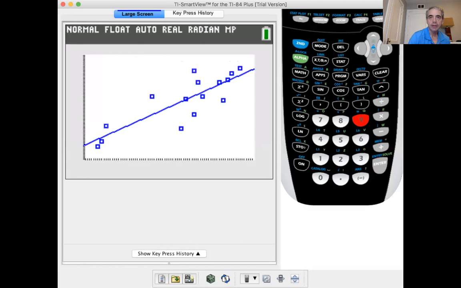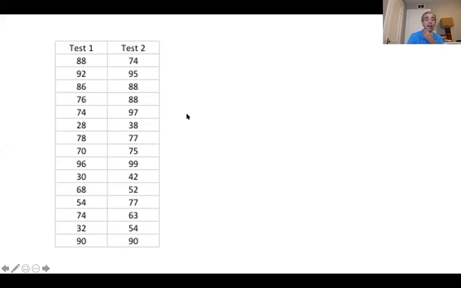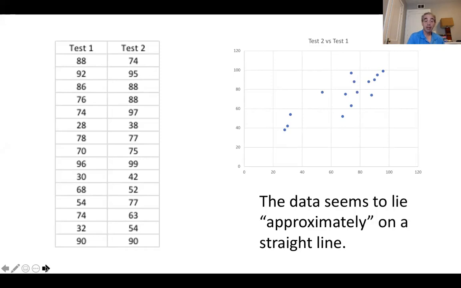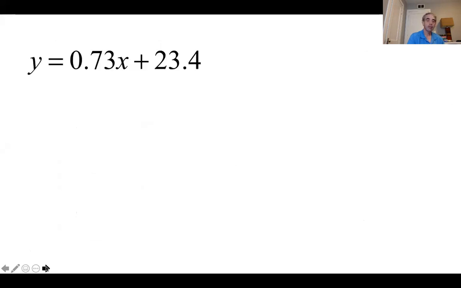So we want to use that line of best fit. How? We're going to answer some questions about it. So I want to go back to our discussion and see where we are. So this is what we had. We had our test 1 and test 2 data. And there was the scatter plot that I received from Excel. Then what can we say about that, right? They do seem to lie approximately on a straight line. Not as good as the first example. We want to find that equation of the line of best fit, which we just did, right? So we were able to get that from the TI graphing calculator.